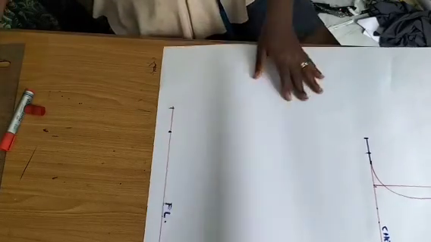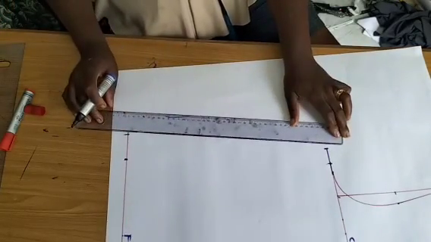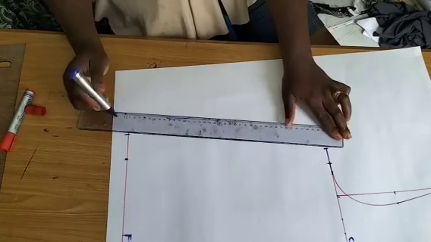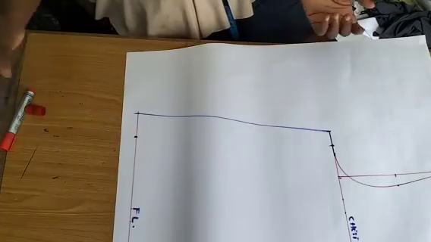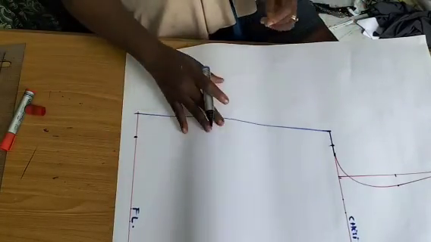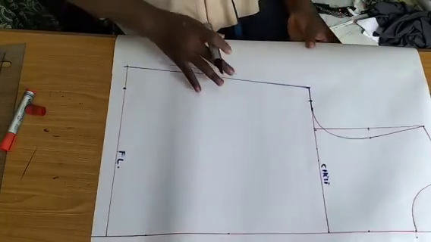So it's an A-line dress. I'll just come with my pattern ruler, and I'll just rule a straight line. So that is all you need for the front. It's as simple as this.